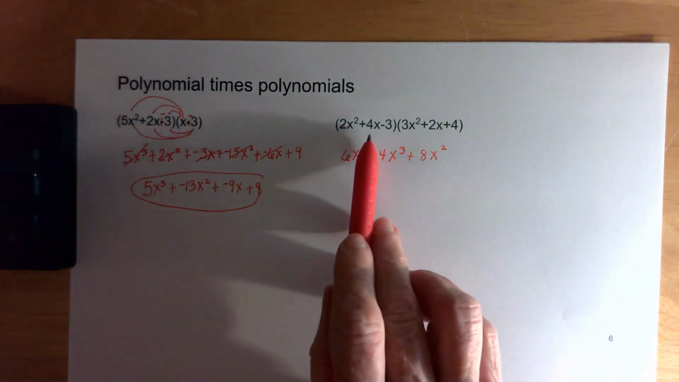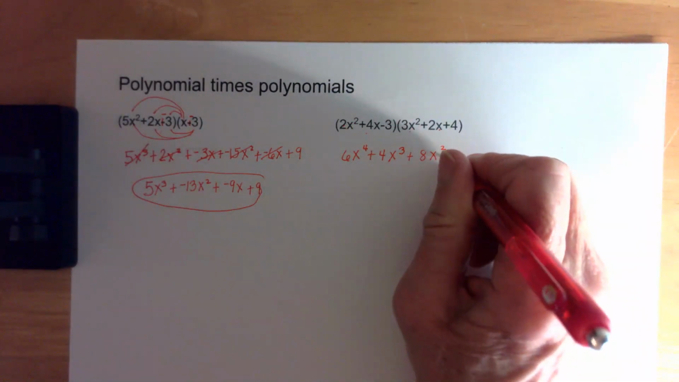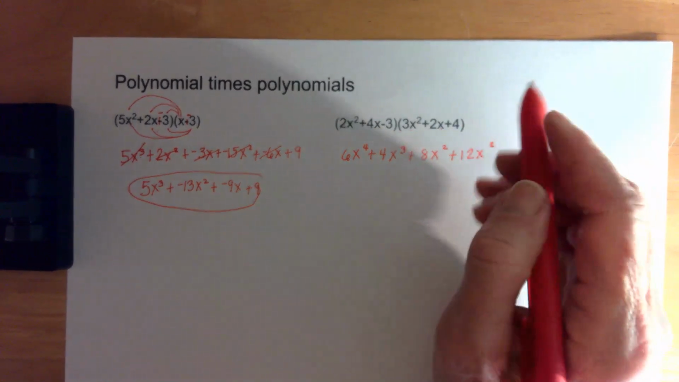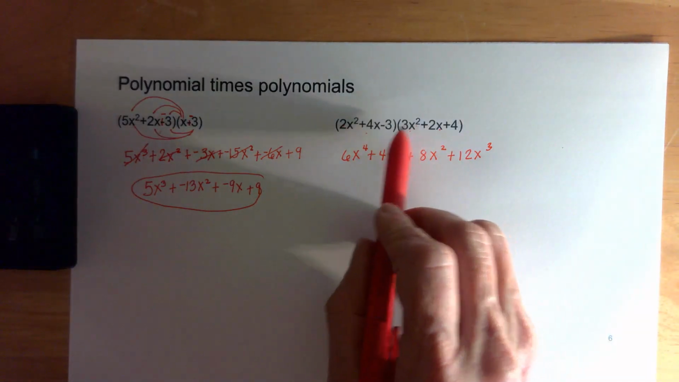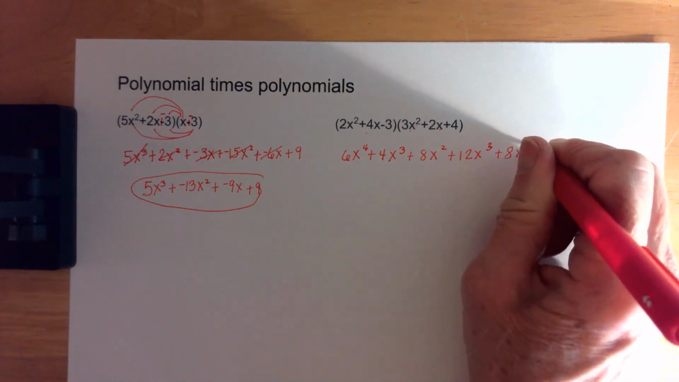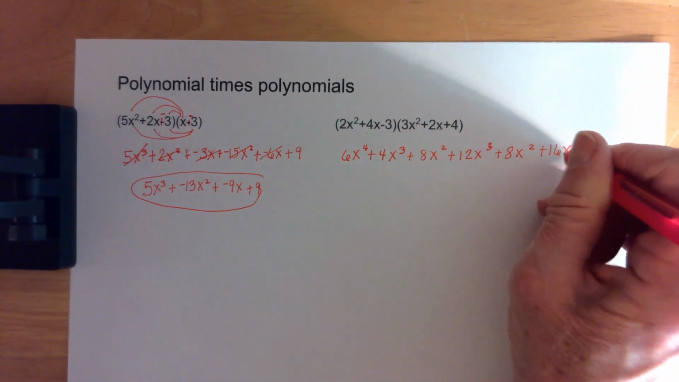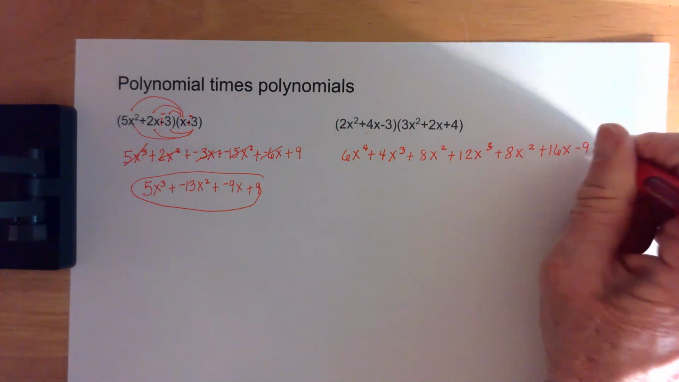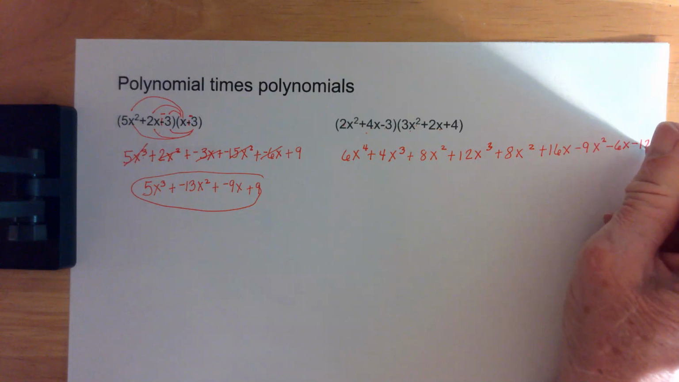Then I would go on to the 4x, and I would multiply that times each one. So 4x times 3x squared is, actually, it's 12x cubed, okay, because I have an x and an x squared. And then 4x times 2x is 8x squared. And then 4x times 4 is going to be a 16x. Then I'm going to take the negative 3 times each. So I have a negative 9x squared, negative 6x, and negative 12.